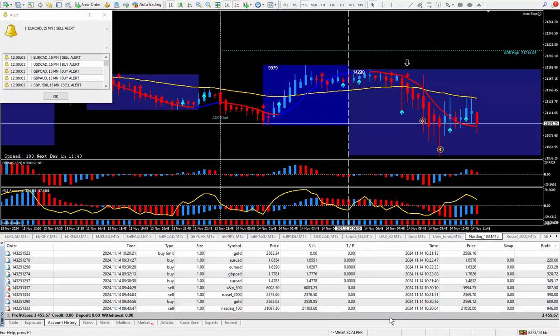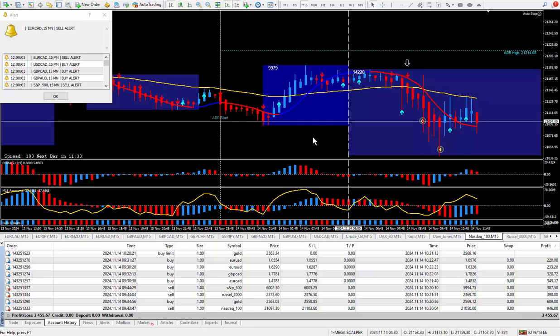So another great day of trading using my Mega Scalper. I knew it was going to be well over 200 pips and or ticks. Grand total came to 374 pips and ticks. And all of that ended up paying out, as you can see, $3,455.